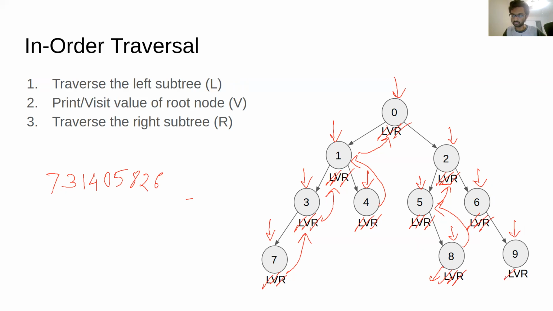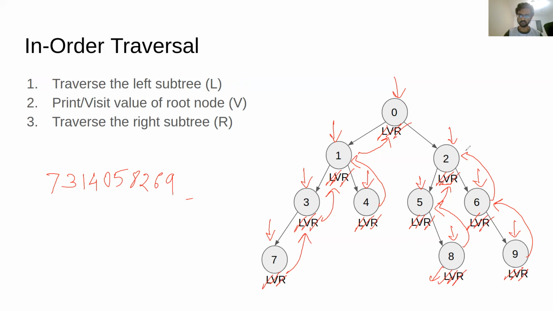Left subtree of 9? No. So we visit 9. So the output is 9. Do we have a right subtree of 9? No. So LVR is complete here. We go to the parent of 9, which is 6, and we check that LVR is complete here. We go to the parent of 6, which is 2. Here also LVR is complete.